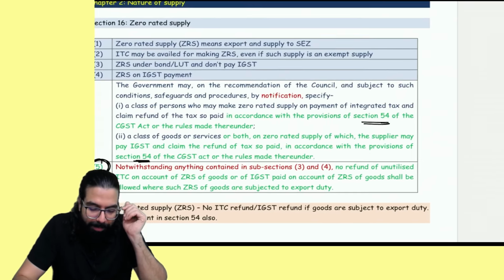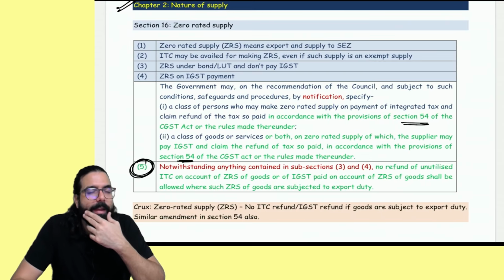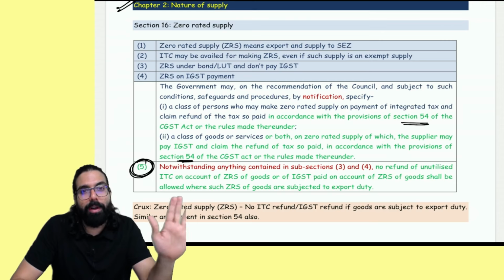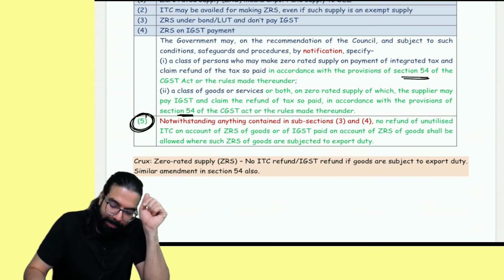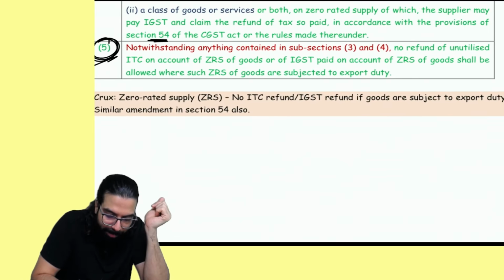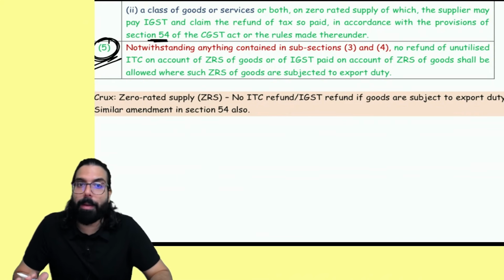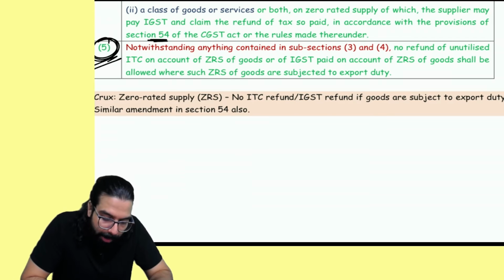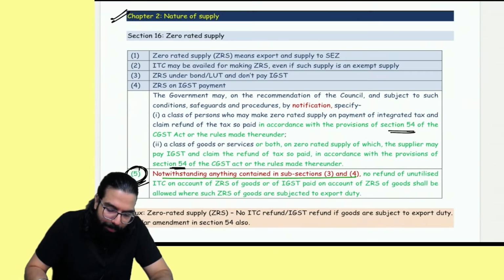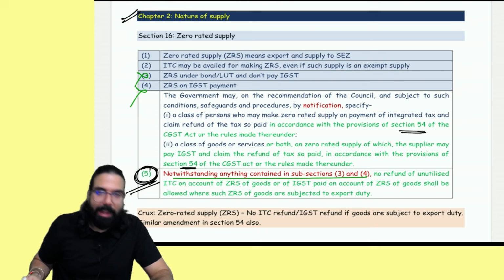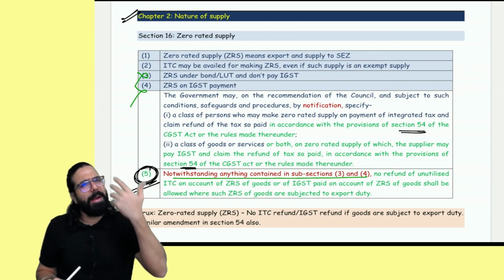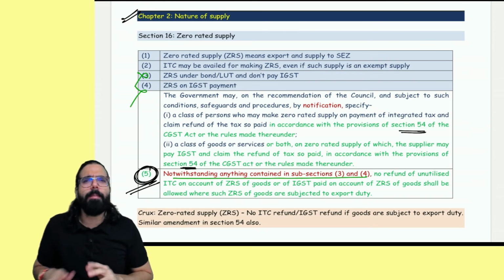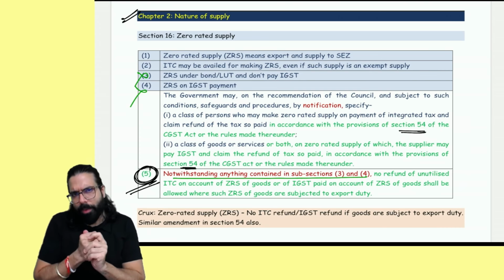Baba, I hope you guys remember Section 16, zero rated supply. Yes, sir, exports are zero rated, supplying to SEZ is also zero rated. In this, they went ahead and inserted one line over here, which is a good line, which you must remember from the exam point of view also. They can give you somewhere in the exam. Notwithstanding anything contained in subsections 3 and 4, they are telling, sir, refund of input tax credit or refund of IGST paid, forget it.